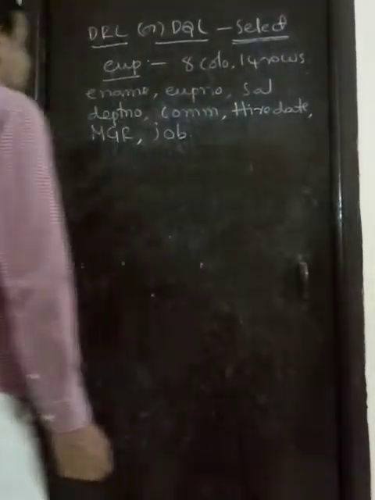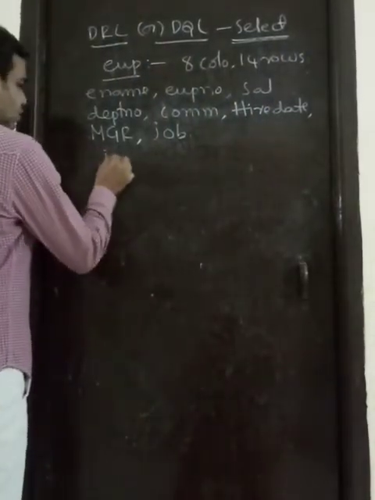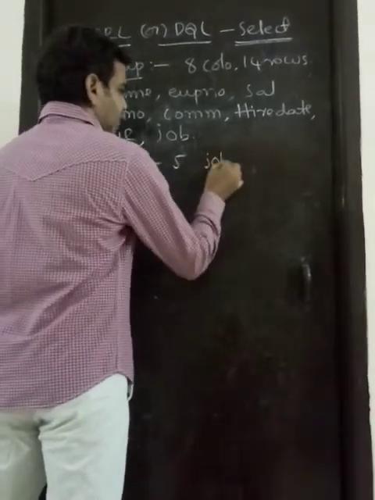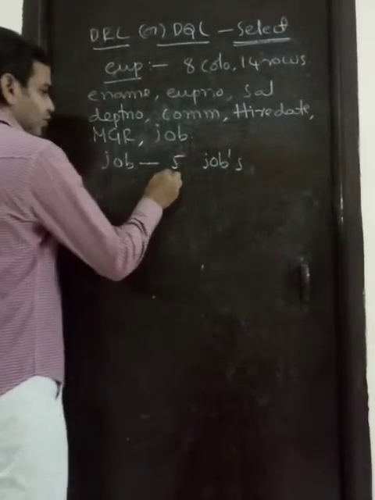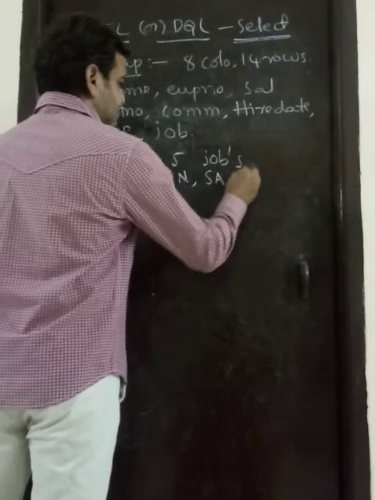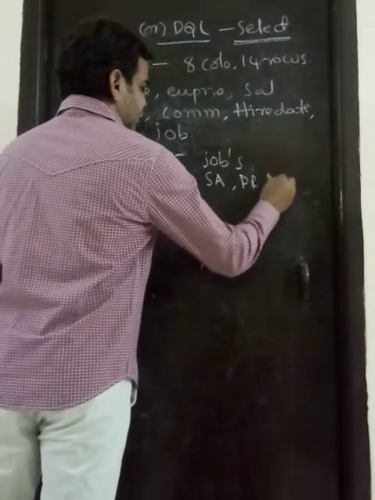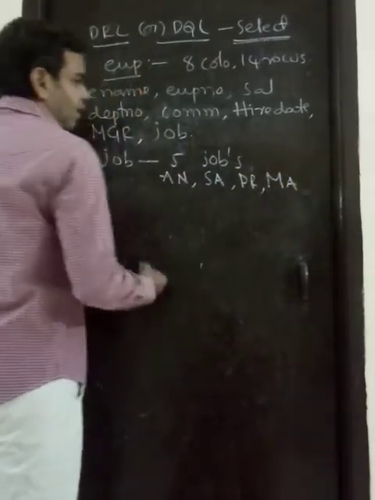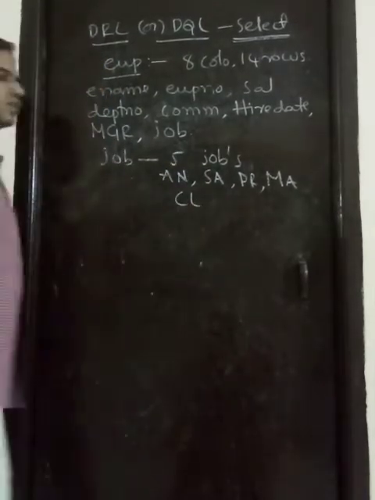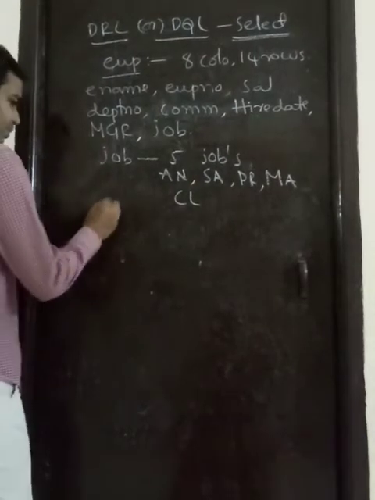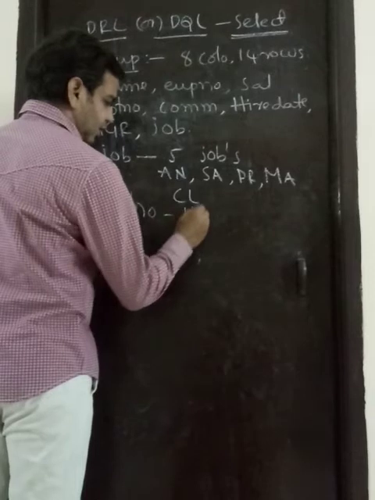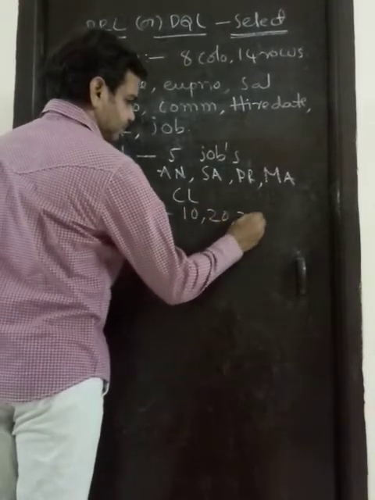And if you take job, there are 5 unique jobs. They are analyst, salesman, president, manager, and clerk. So these are the 5 jobs. If you take department number, there are 3 department numbers: 10, 20, 30.